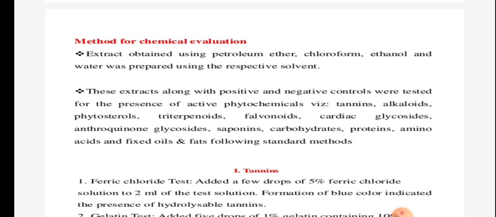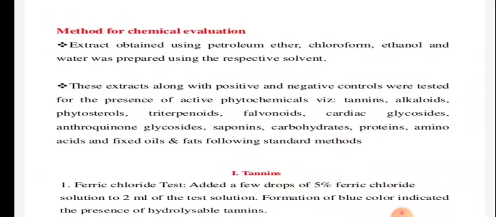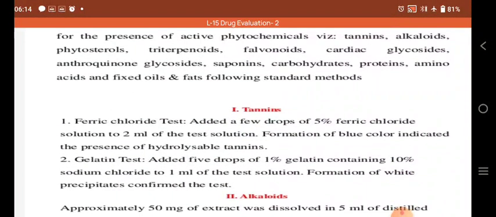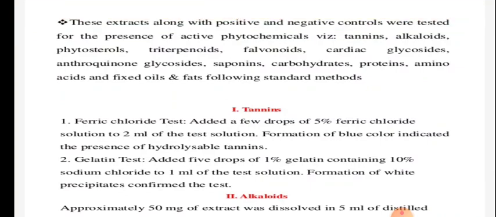These extracts, along with the positive and negative controls, were tested for the presence of active phytochemicals, for example tannins, alkaloids, phytosterols, triterpenoids, flavonoids, cardiac glycosides, anthraquinones, then glycosides, saponins, carbohydrates, proteins, amino acids, fixed oils, and fats.